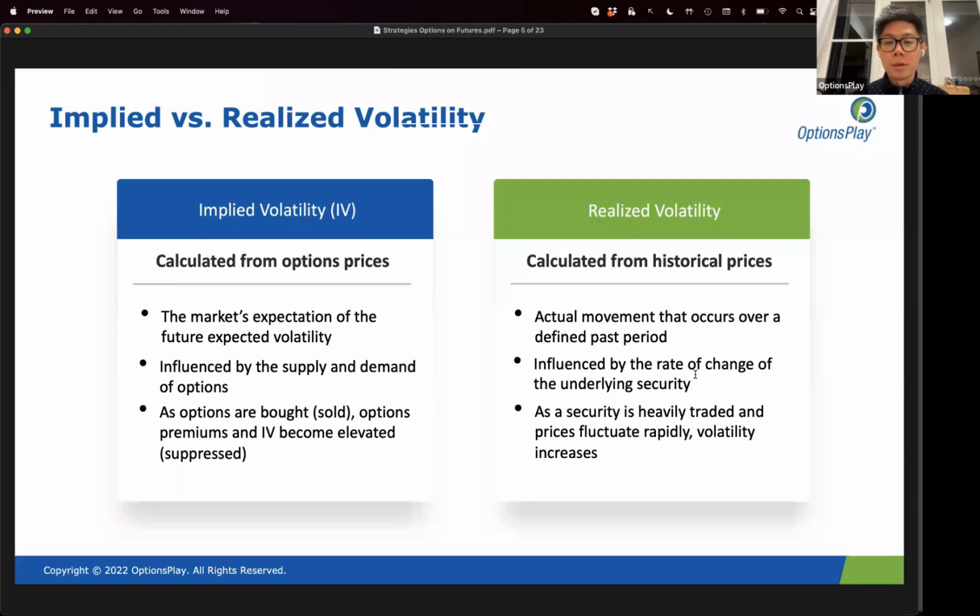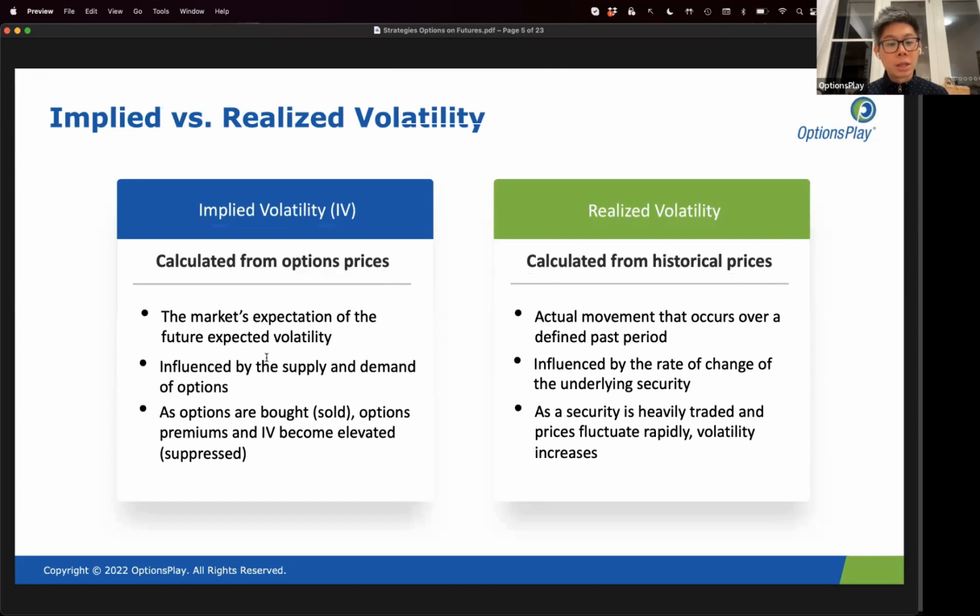These are two important volatility metrics to understand because realized volatility refers to the actual volatility of the underlying instrument that you're trading. Implied volatility refers to what is the market's expectation for the future volatility of that underlying. So realized volatility is something that we calculate from historical prices. So how volatile has the specific underlying been in the past? And then implied volatility is calculated from options prices. It effectively backs out what the options market is implying as to what the expected future volatility of an underlying security is going to be.